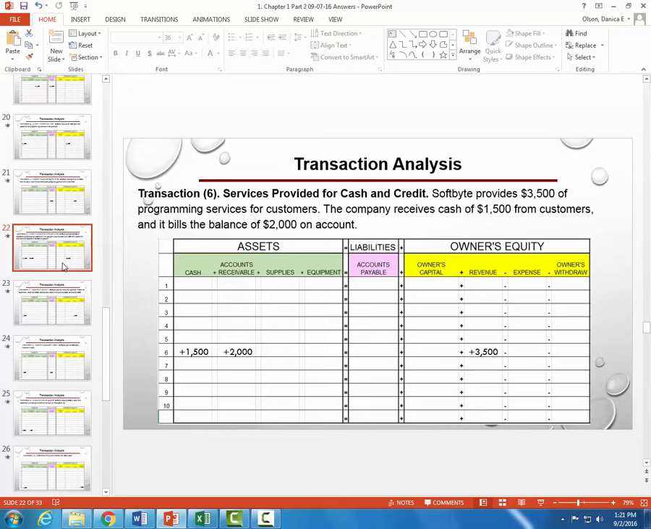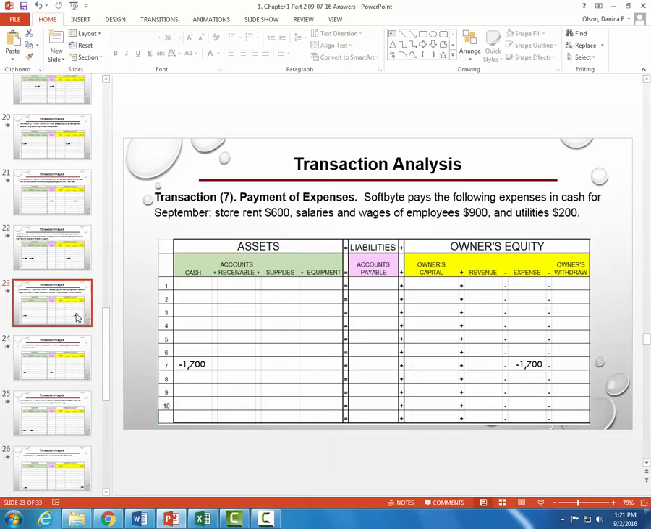Transaction 6. Services are provided for cash and credit. SoftBite provides $3,500 of programming services for customers. The company receives cash of $1,500 from customers and it bills the balance of $2,000 on account. When this happens, the cash account increases by $1,500, accounts receivable increases by $2,000, and revenue increases by $3,500.